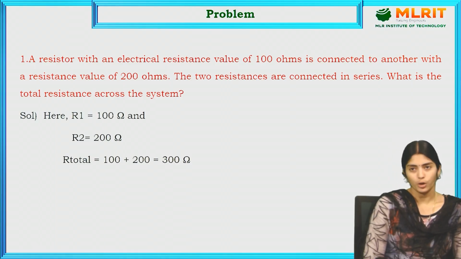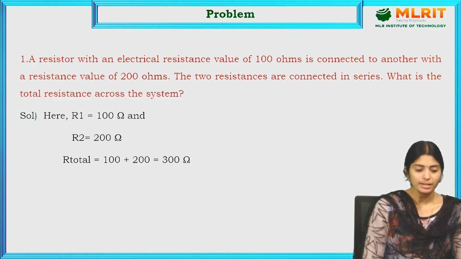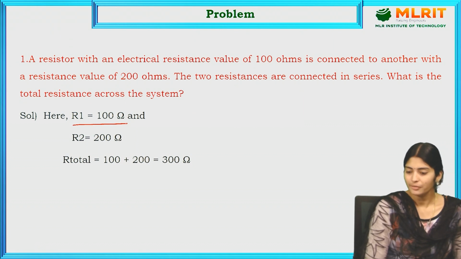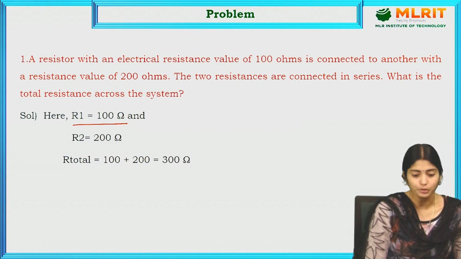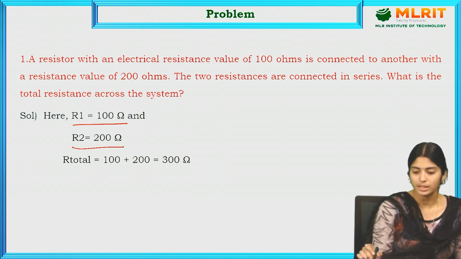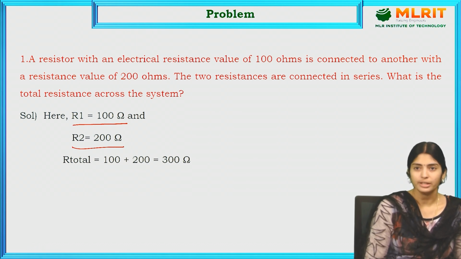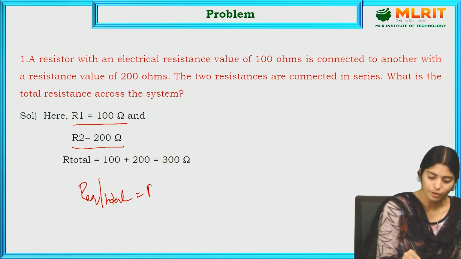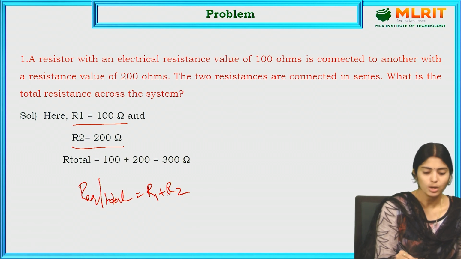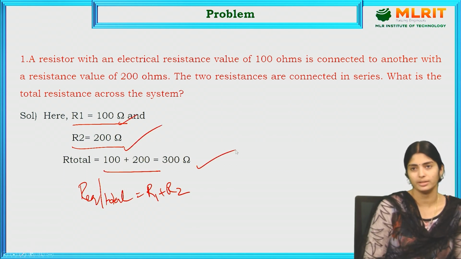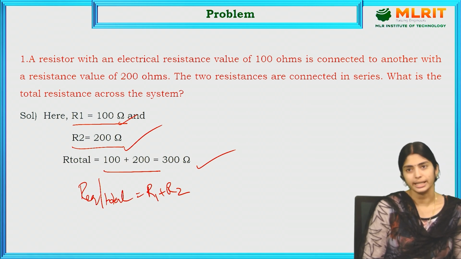So this is a small problem regarding resistors connected in series. A resistor with an electrical resistance value of 100 ohms, meaning they have given R1 as 100 ohms, is connected to another with a resistance value of 200 ohms. That means they have given R2 as 200 ohms. Here they have told us the two resistors are connected in series. So according to our derivation, R equivalent or R total is equal to, what is the formula? R1 plus R2. R1 is 100, R2 is 200. So the value is 100 plus 200, which is 300 ohms. So this is the formula for resistors connected in series.